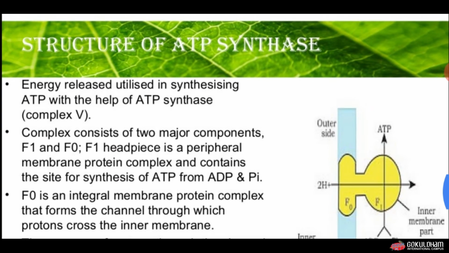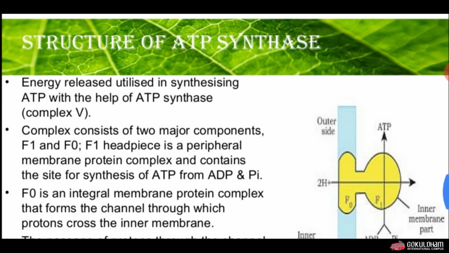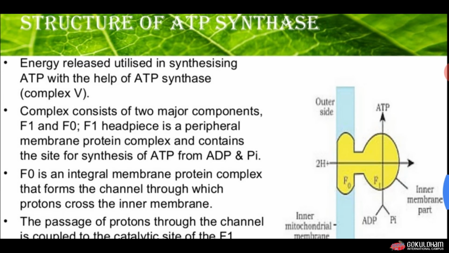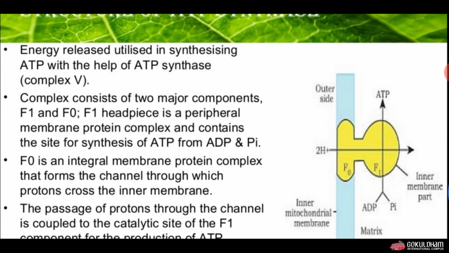Now let us see the structure of ATP synthase. The energy released is utilized for the synthesis of ATP with the help of ATP synthase, which is found in complex 5. The complex consists of two major components, F1 and F0.